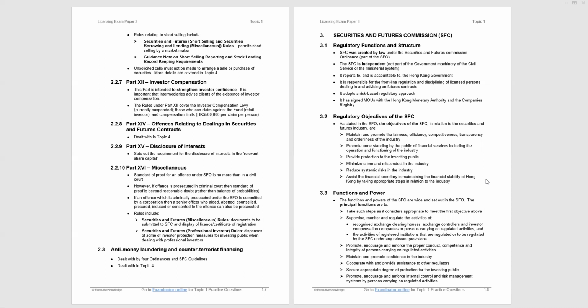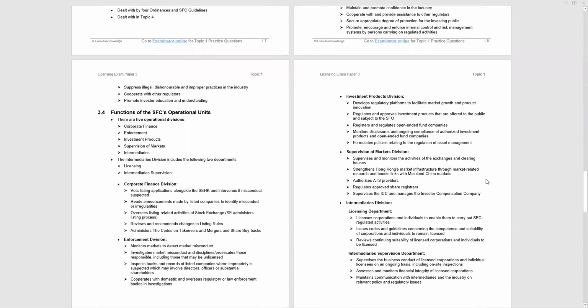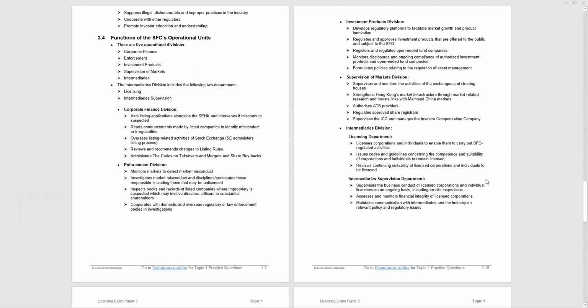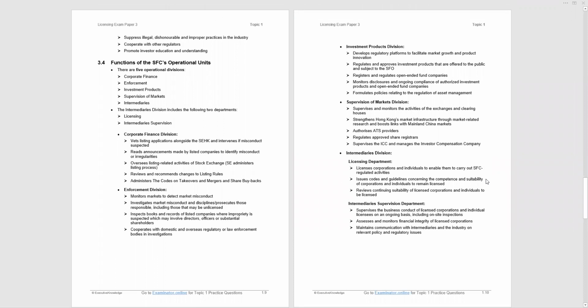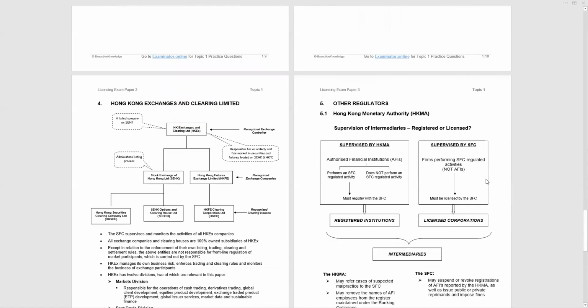That's the big picture. What does the SFC actually do to meet those objectives? Well, that's covered under functions and power. And we've listed the principal functions of the SFC under paragraph 3.3, and a lot of these functions we deal with in later topics. We also have the operational units of the SFC. There are 5: the Corporate Finance Division, the Enforcement Division, the Investment Products Division, Supervision of Markets, and Intermediaries. And we've given details of each of those on pages 1.9 and 1.10. Again, not core material at paper 3.